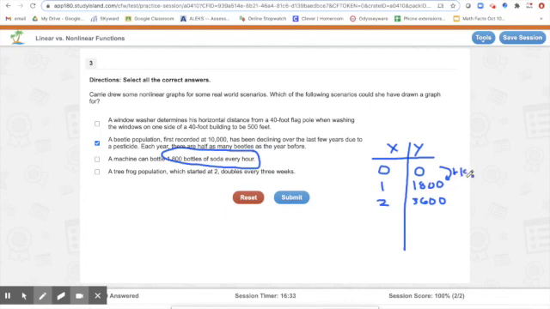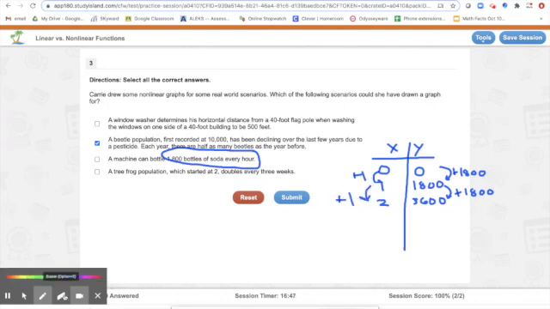We're going up 1,800, and then we go up another 1,800 for the Y's, and the X's are going up 1 both times. So we've got that similar rate of change. 1,800 over 1, 1,800 bottles per hour, so it makes sense. So we're not selecting that one. That is a linear situation.